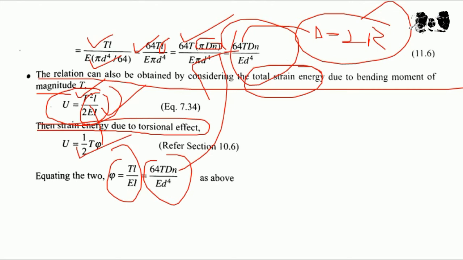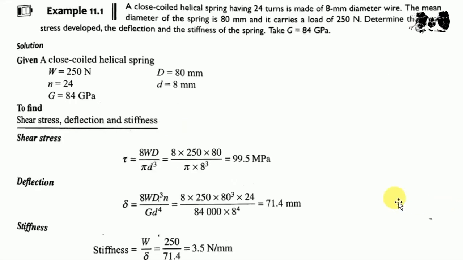Now let me go to a simple question to show you how to solve it in real life. The question is: a closed coil helical spring having 24 turns, meaning small n is equal to 24, made of 8 mm diameter wire, which is the small d value. The mean diameter of the spring is 80 mm, which is the capital D. It carries a load of 250 Newton, this is W. Determine the shear stress and the deflection and the stiffness of the spring. Take G as given. So we have the values of W, n, G, and capital D.